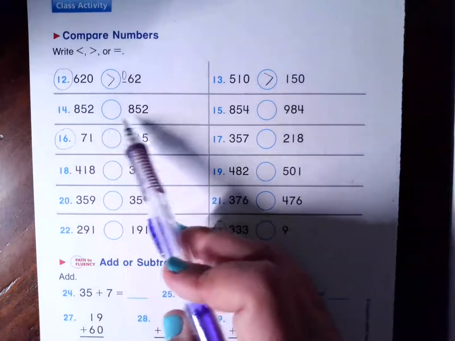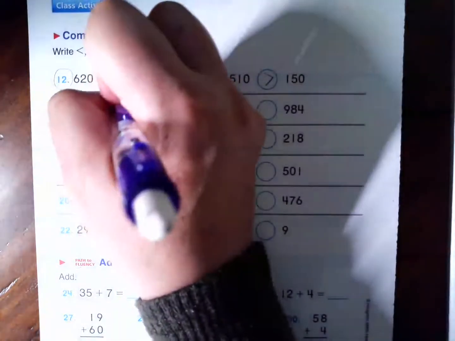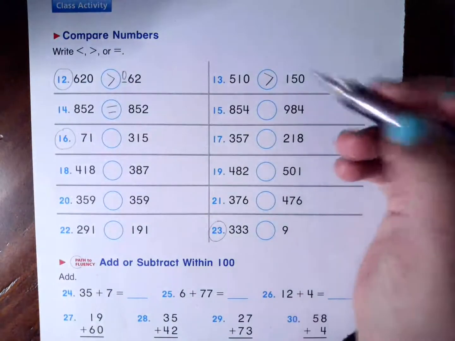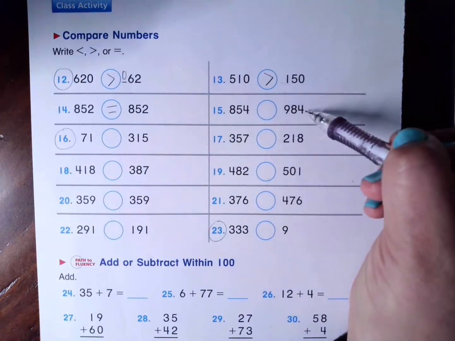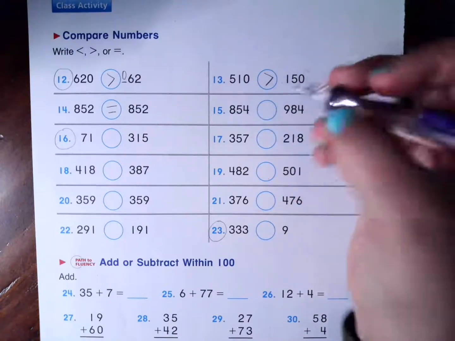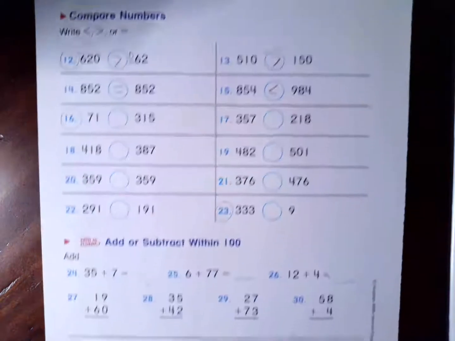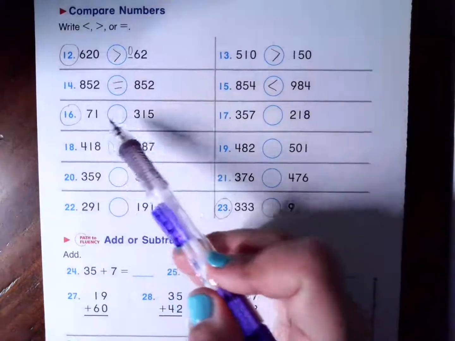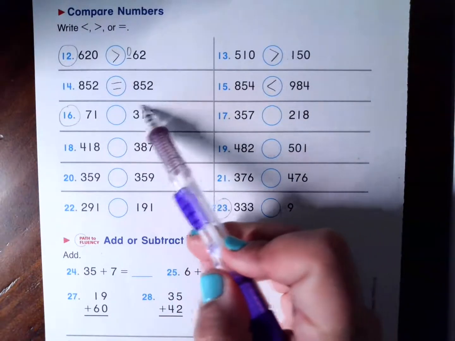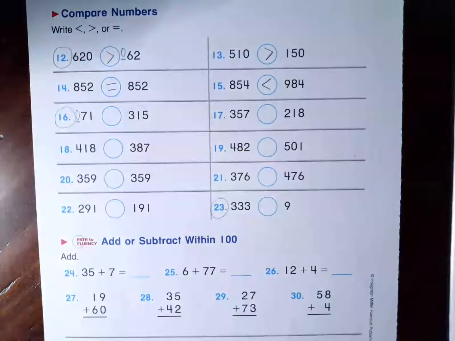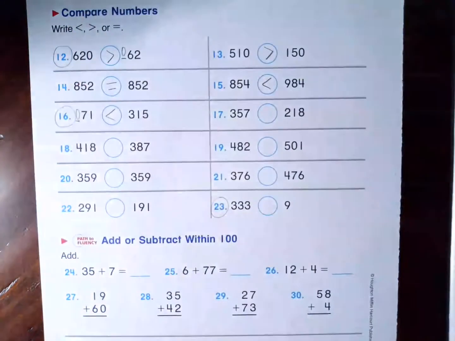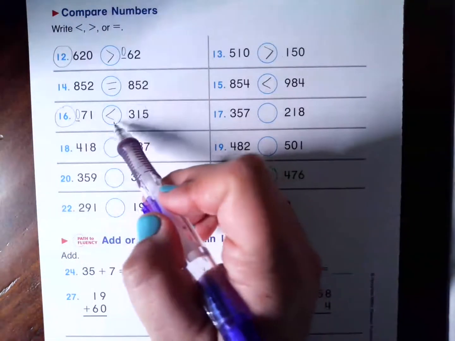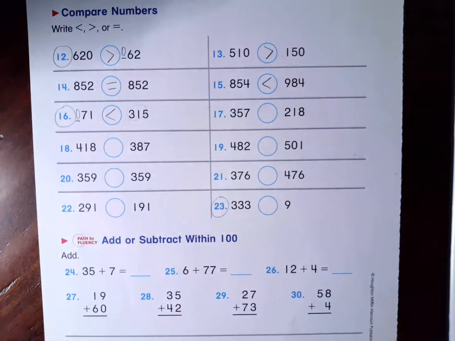Number 14, 852 and 852. Those are the exact same number. 854 and 984. I have an 8 versus a 9. The 9 is bigger. Number 16, I have 71 versus 315. Again, 3 digits, 2 digits. So we have to add in that extra 0. So I know that my 3 is larger than the 0, which means that this one is greater. So we have 71 is less than 315.